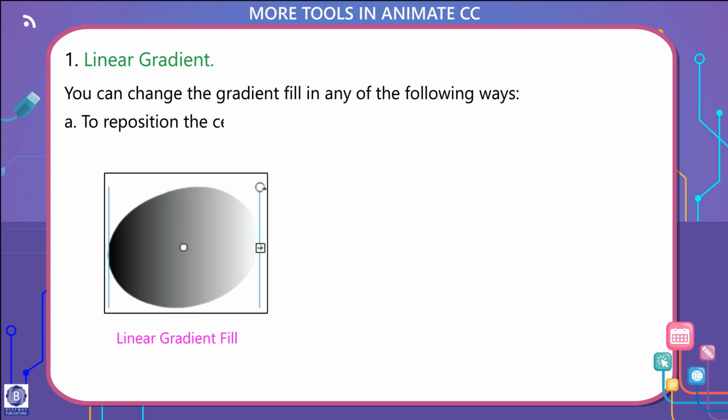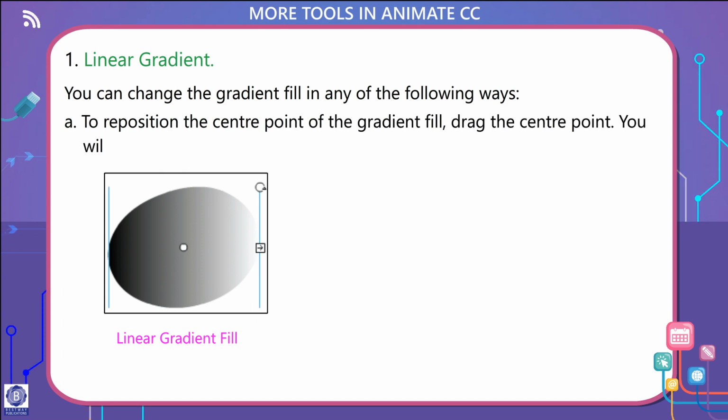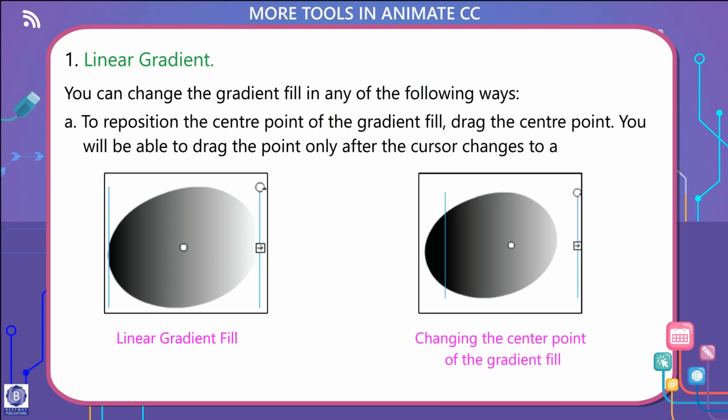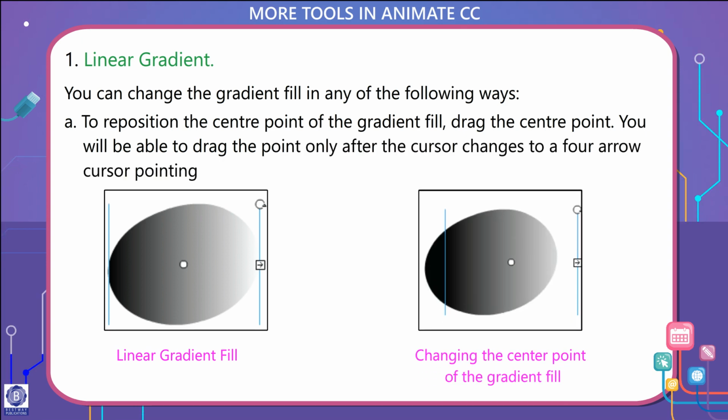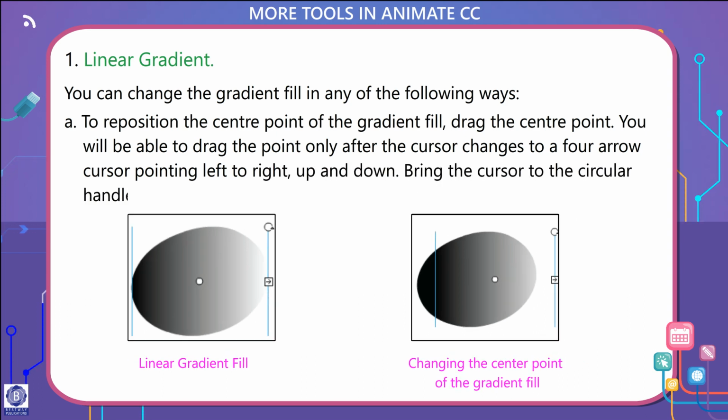To reposition the center point of the gradient fill, drag the center point. You will be able to drag the point only after the cursor changes to a 4-arrow cursor pointing left to right, up and down. Bring the cursor to the circular handle at the center point for this to happen.